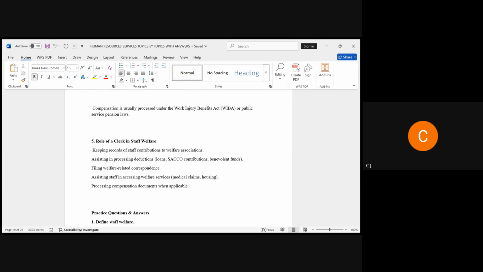Define staff welfare. What is staff welfare?